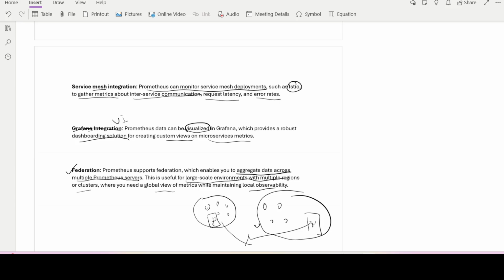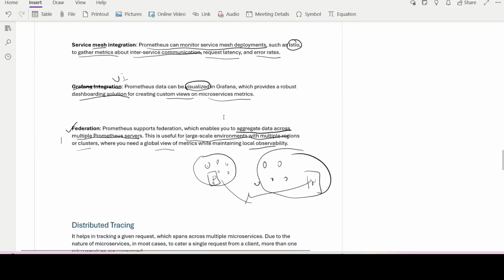So Prometheus provides a lot of features which are very much required for maintaining how the microservices are running, their internal state, and observing their metrics.